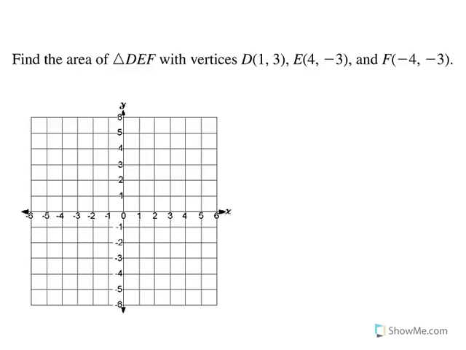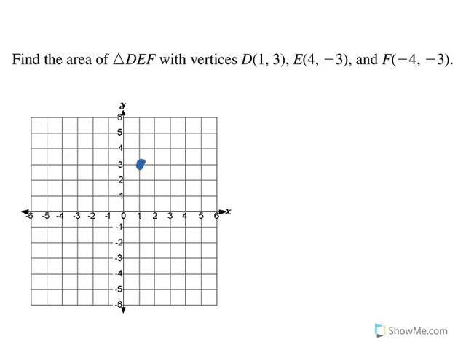So if we look at our first problem, it wants us to find the area of triangle DEF with the vertices D(1, 3), E(4, -3), and F(-4, -3). So I'm first going to go ahead and plot these. Remember, you usually want to try to draw stuff out in geometry. I have this grid here. If you don't, just go ahead and draw one up on your paper.